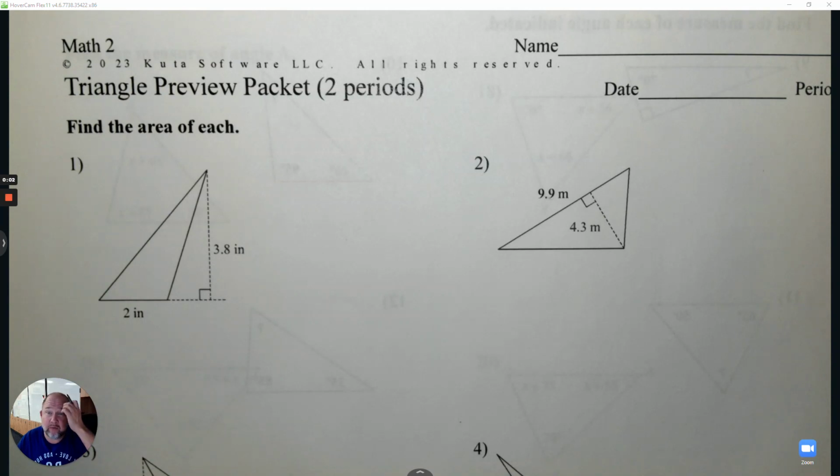Alright, some triangle preview packet. Going over some basics about triangles you probably have learned before, but maybe have forgotten. So the first thing I need to know is, do you know how to find the area of a triangle?